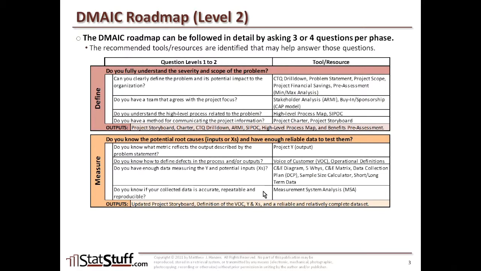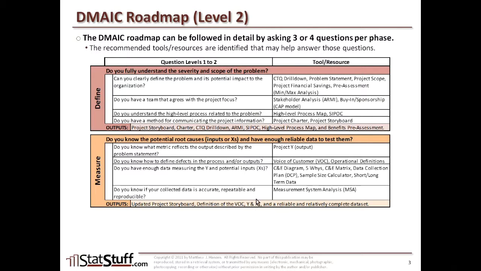And finally, within the measure phase, once we've answered the other ones, now we can ask ourselves, do you know if your collected data is accurate, repeatable, and reproducible? And this is a critical component of the measure phase where we do the measurement system analysis, or MSA, in order to help us make sure we have confidence in the data that we've collected so we can trust the data when we're going to do analysis in the next phase.